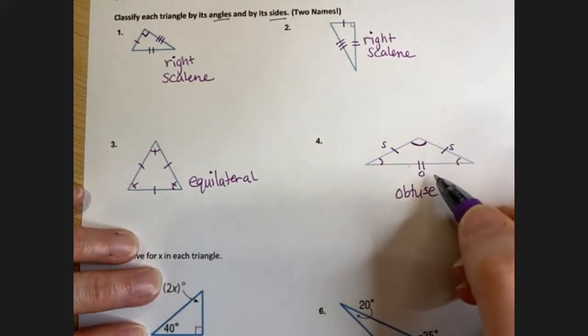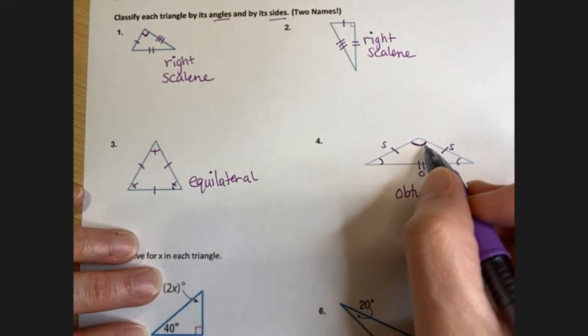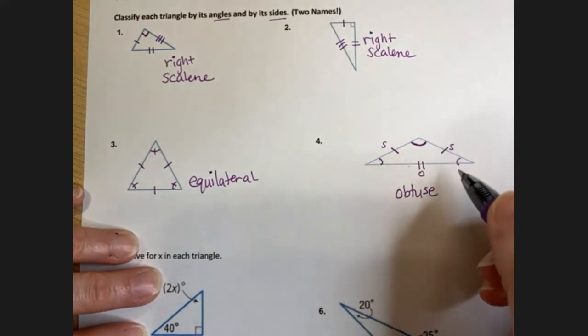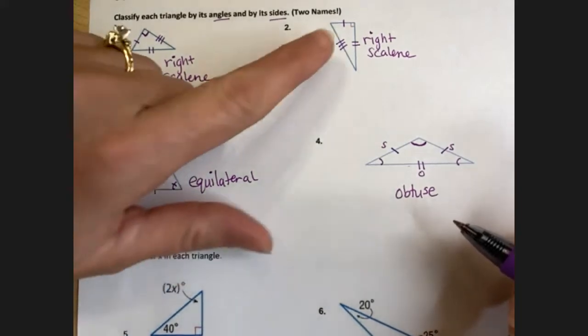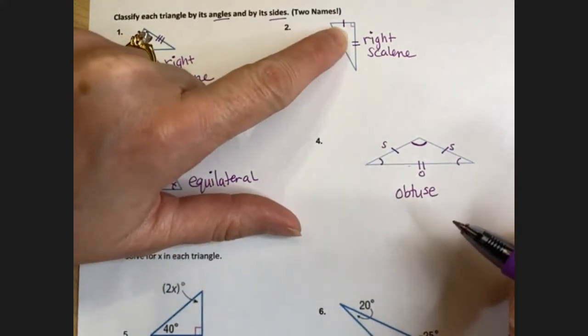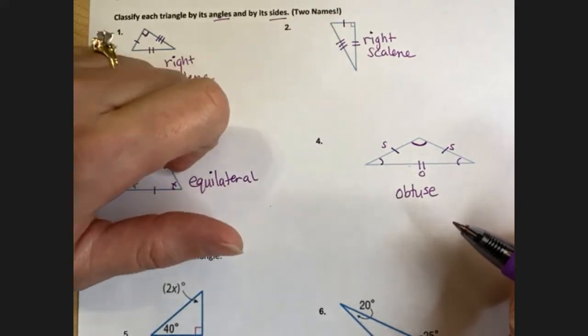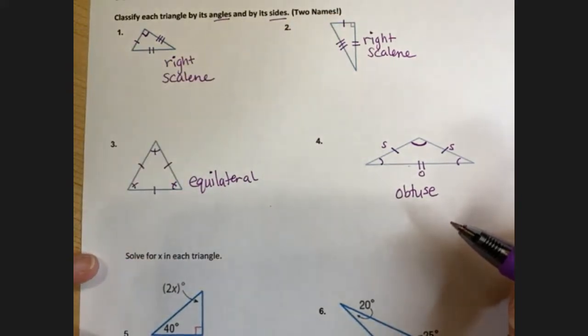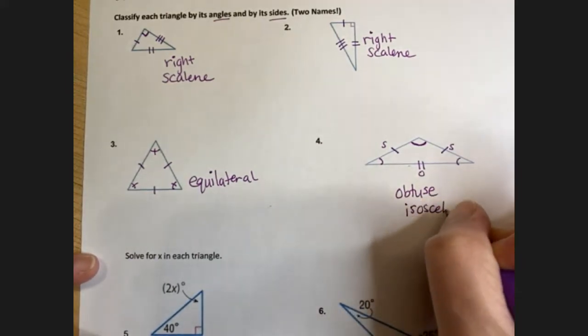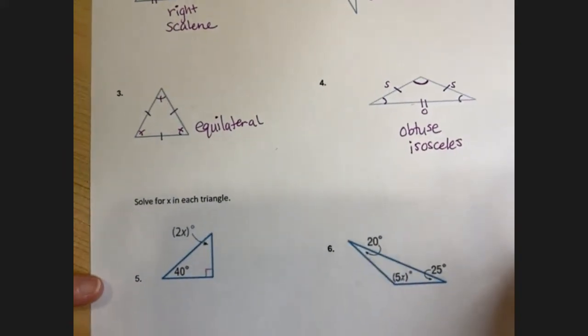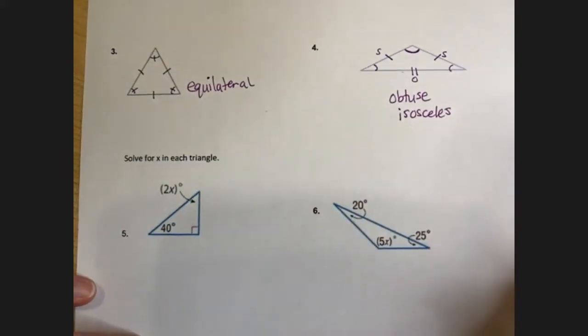And here's why you can't have more than one. If this measures 100 degrees, can I have another 100 degrees? Well, 100 plus 100 is 200, which exceeds the 180 degrees that the 3 angles have to add up to. Same thing with a right triangle. You can't have more than one 90-degree angle because 90 plus 90 is 180. That's only 2 angles, and you have to have 3. So this is obtuse isosceles. So you'll be naming triangles in the classwork.